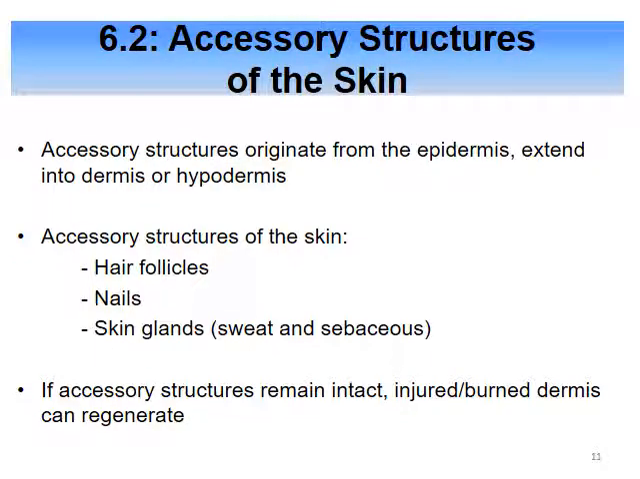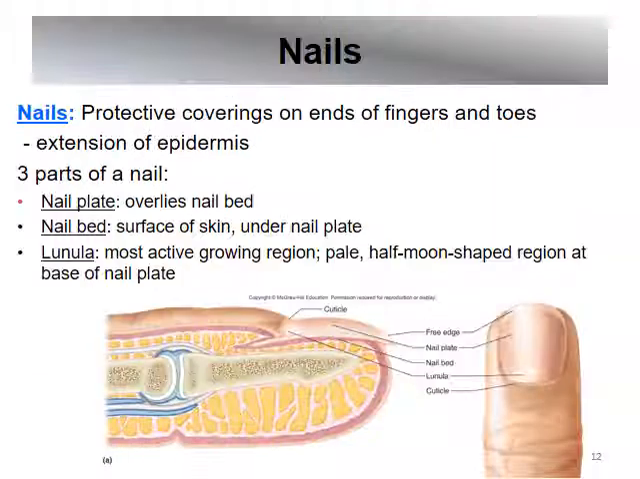Okay, so now the different things that are found in the skin. We're going to go over the hair follicles, nails, and then the glands. Nails, for this one, we don't need to know the different parts of the nails. The main thing that I want you to know is that nails are actually just an extension of the epidermis. It's just the hardened version of our epidermis. The keratin protein here is stronger.